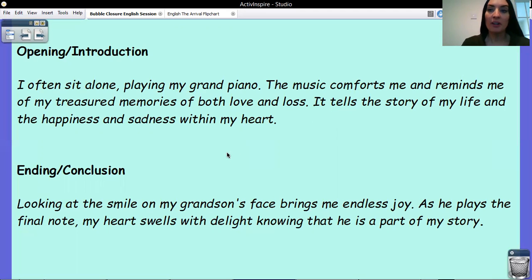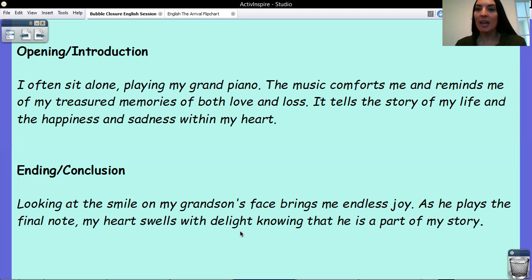Now, we've just talked about the fact that this end is back to the present and he's thinking about all those sad and happy memories, but how he loves being with his grandson. So here's my ending. Looking at the smile on my grandson's face brings me endless joy. As he plays the final note, my heart swells with delight, knowing that he is part of my story. So obviously here, I've repeated that idea about feelings and the music. I've got the fact that he plays the final note, which is talking about the music from the beginning. Talked about endless joy and delight.